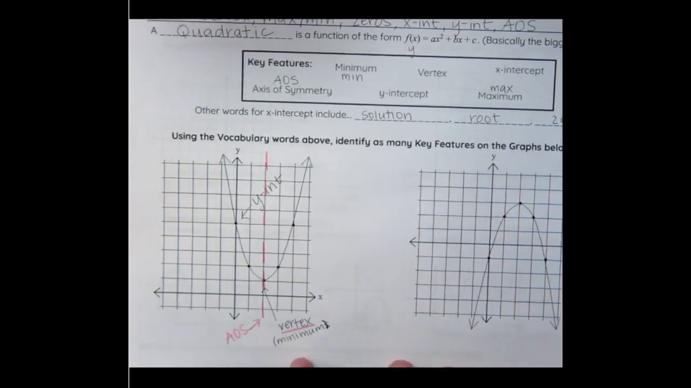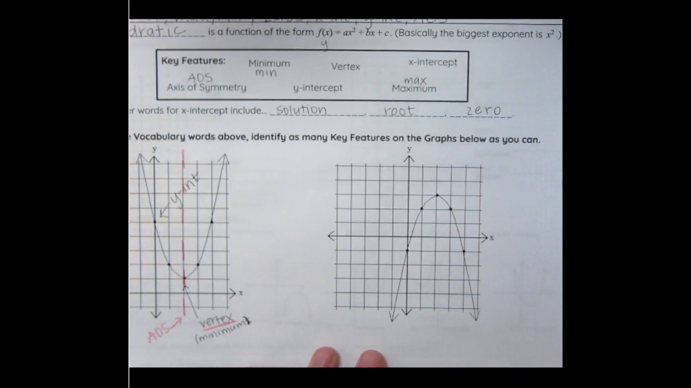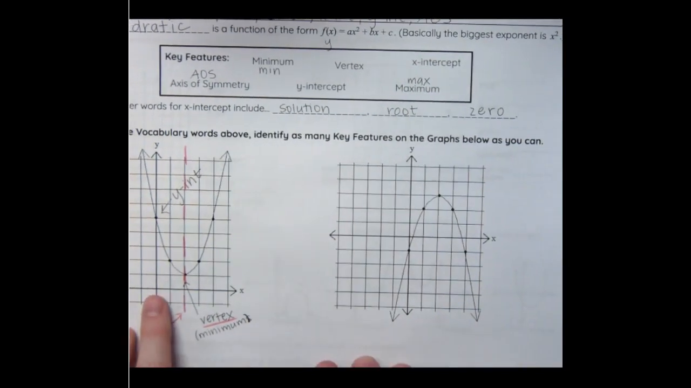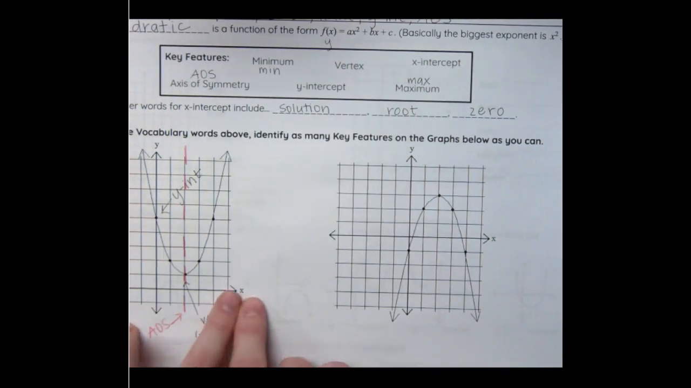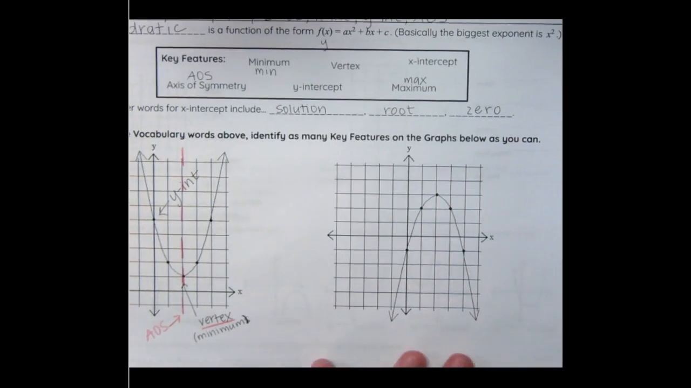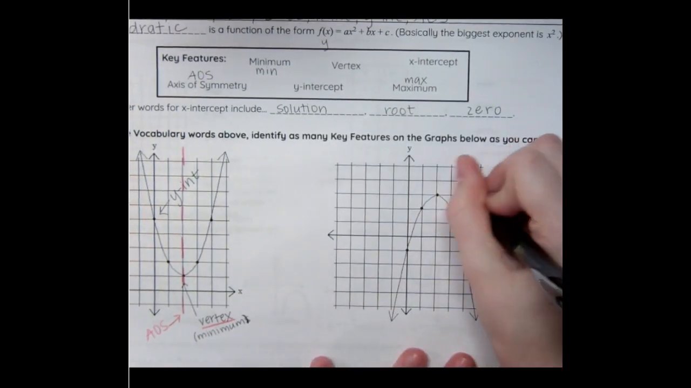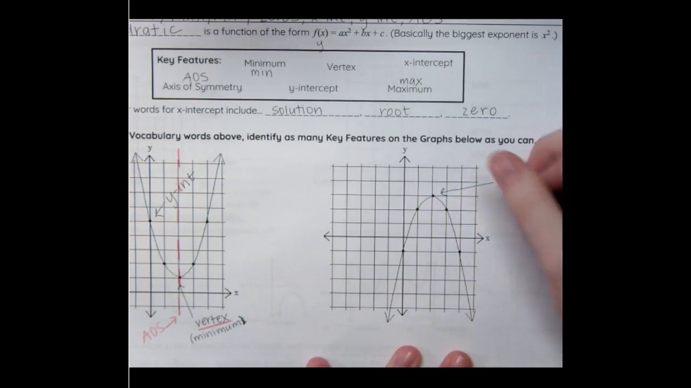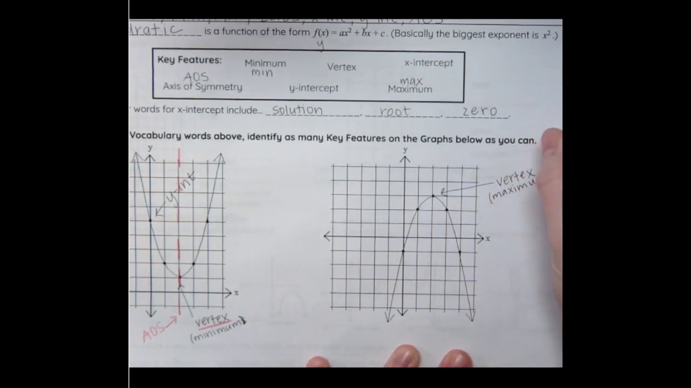Okay? Now let's look over here at this one. If you notice, I didn't label any x-intercepts on the first one. This is our x-axis. Our graph never touched the x-axis, so we don't have any x-intercepts. On this one over here, you'll notice that this point right here is our vertex. It's the highest or the lowest point. This one happens to be the highest. So you guessed it, we are going to call it the maximum.